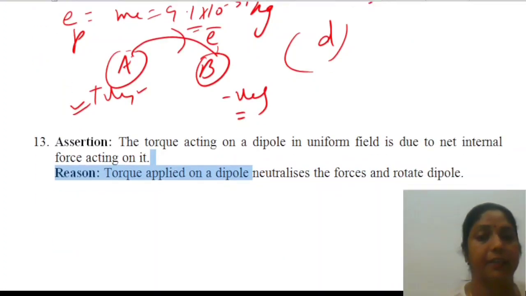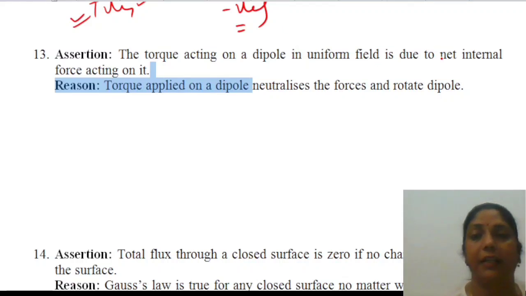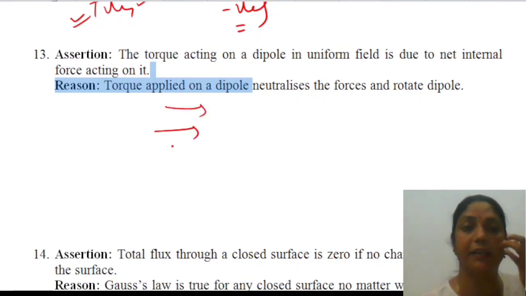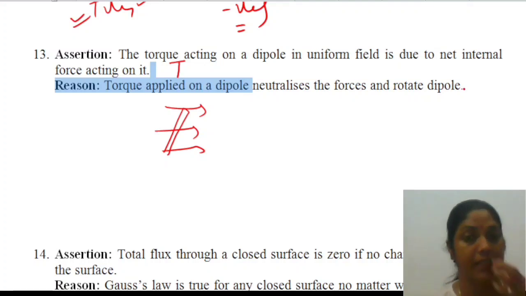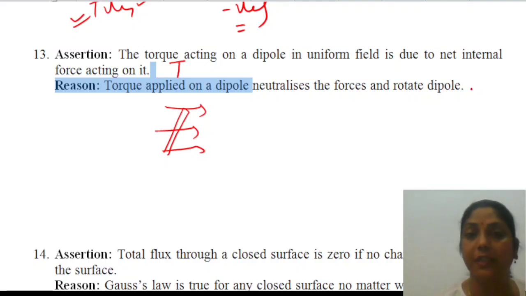Next, question number 13. The torque on a dipole in a uniform field is due to net internal force acting on it. You know, when a dipole is placed in a uniform electric field, it experiences some torque. This torque is due to net internal force acting on it. Yes, this statement is true. Reason: torque applied on a dipole neutralizes the force and rotates the dipole. Yes, total force is 0, but torque is not 0, and due to this it rotates the dipole.